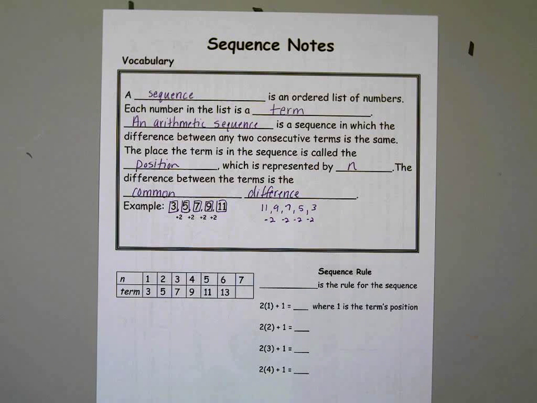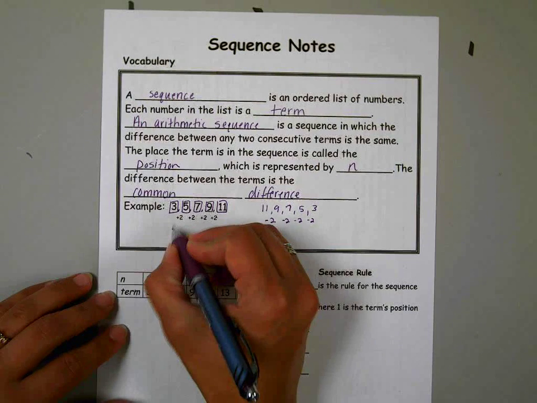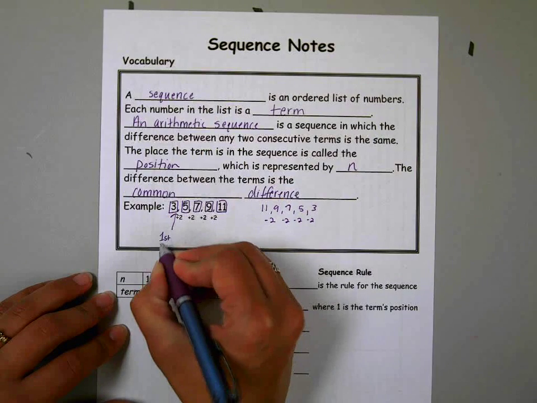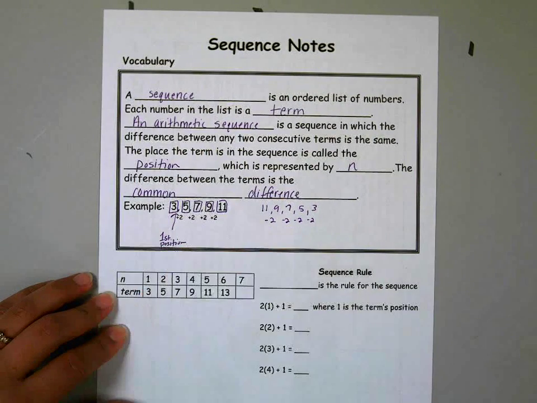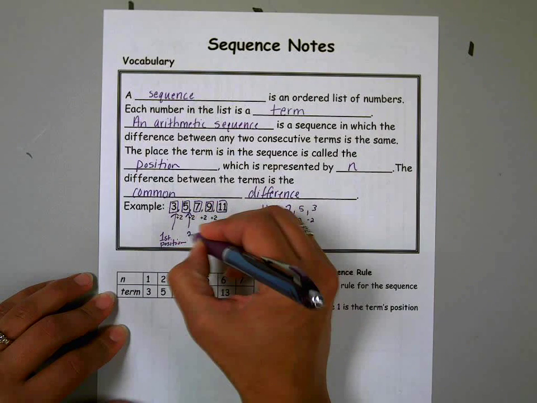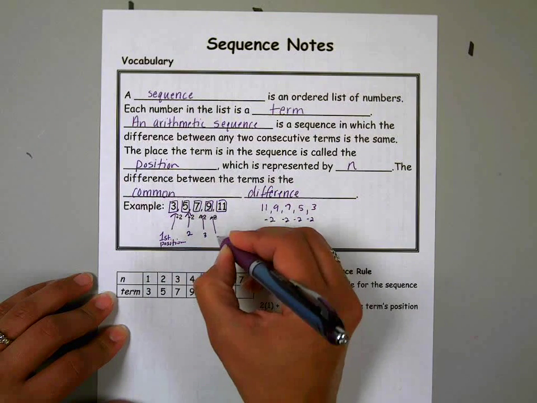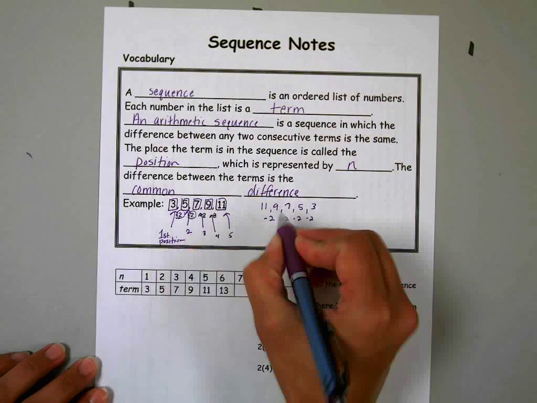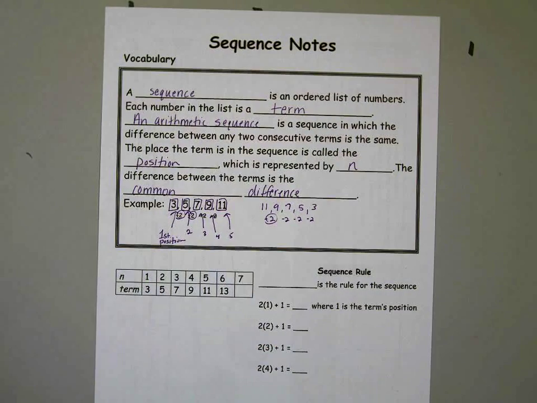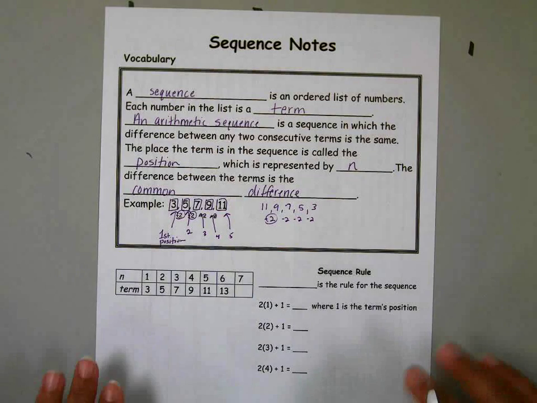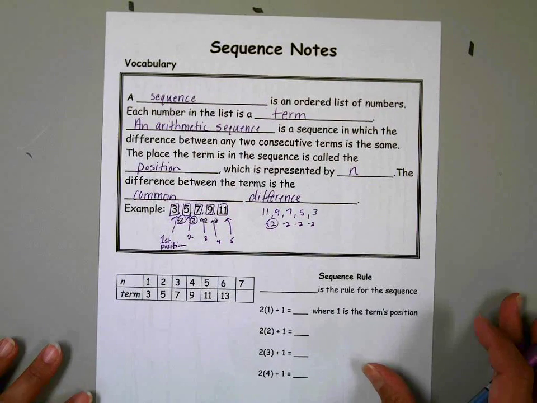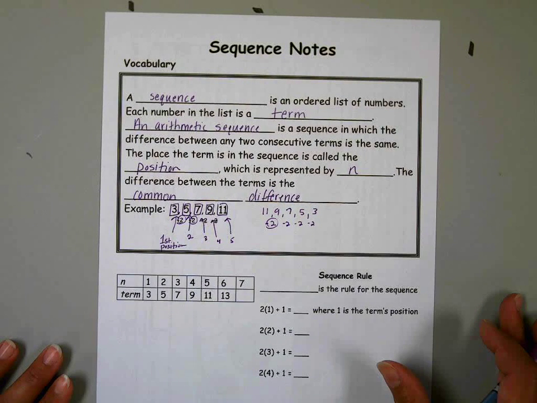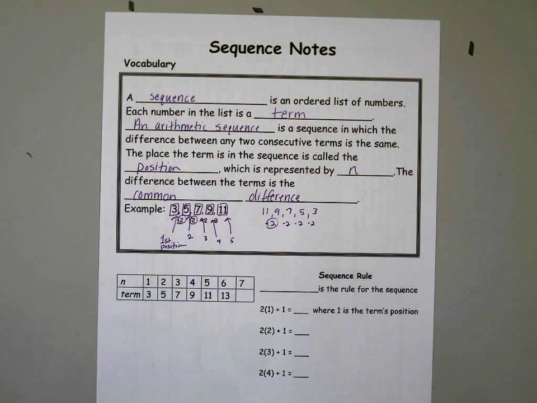Now, the place in the sequence where that term is located is the position. So, for example, this is the first position. So that's position number 1, term number 1. This is the second, the third, the fourth, the fifth. Okay, and we talked about the fact that the common difference could be plus 2, minus 2, could be plus 3, plus 5. Okay, so that's the basic vocabulary of what we're doing today. Term, position, common difference. We'll be using these terms quite a bit.